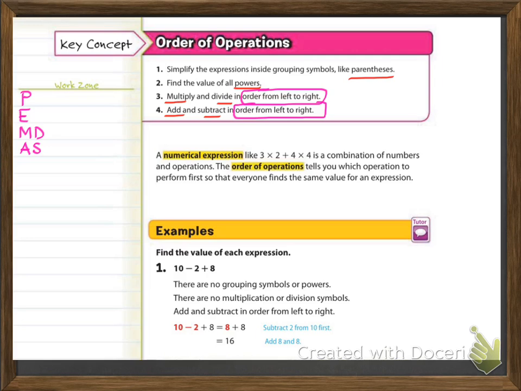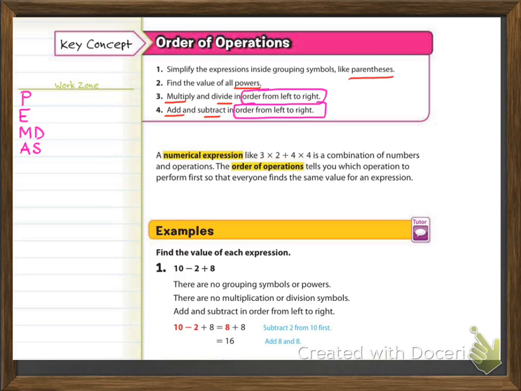So that means all the parentheses or brackets have to be done first. Then all the exponents have to be done second. But the multiplication and division, I write on the same line because you don't necessarily have to multiply before you divide. But you do need to get rid of all the multiplication and division in the problem, starting from the left and moving to the right, just like you read a book from left to right.